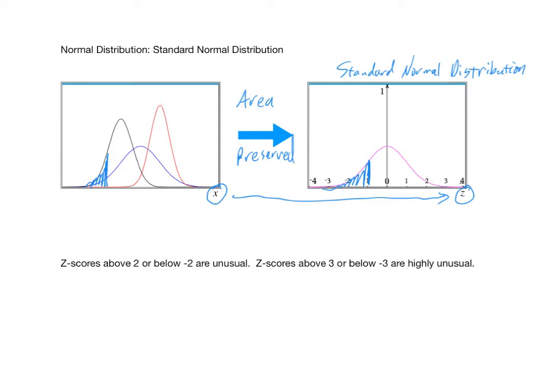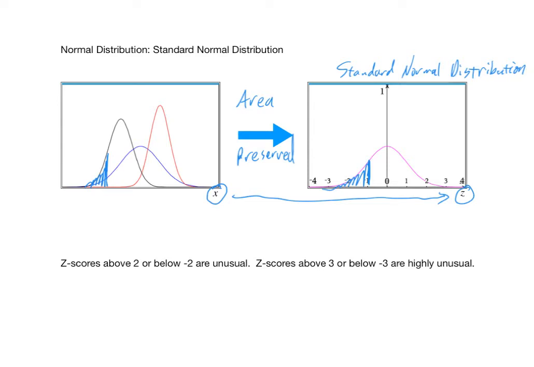So every single normal distribution curve can be boiled down to the standard normal distribution curve. We then have a table representing the area underneath the standard normal distribution curve. We will see that table in a minute.